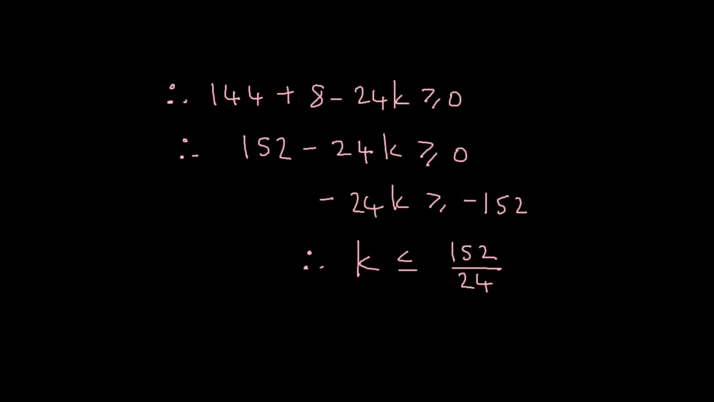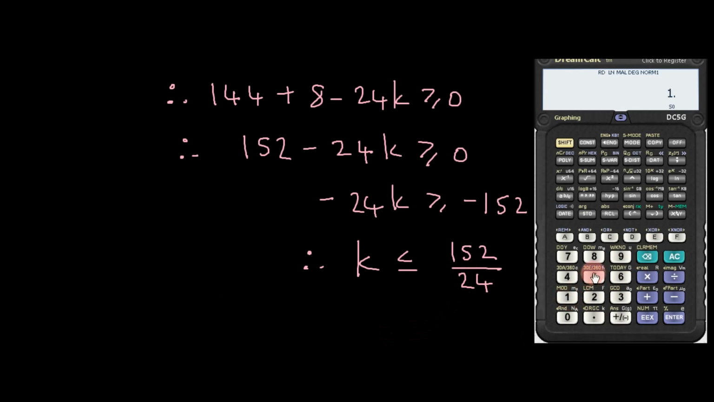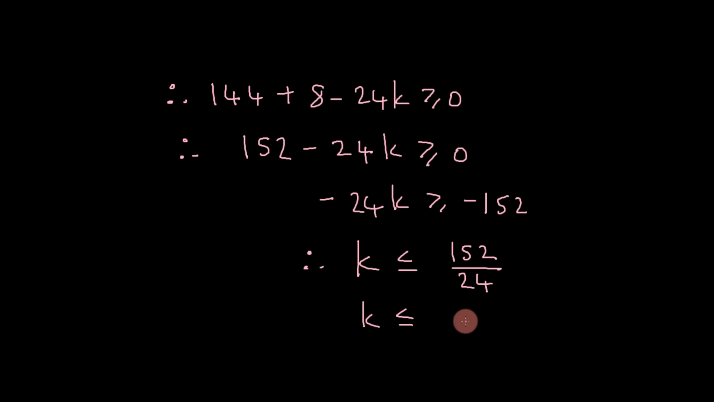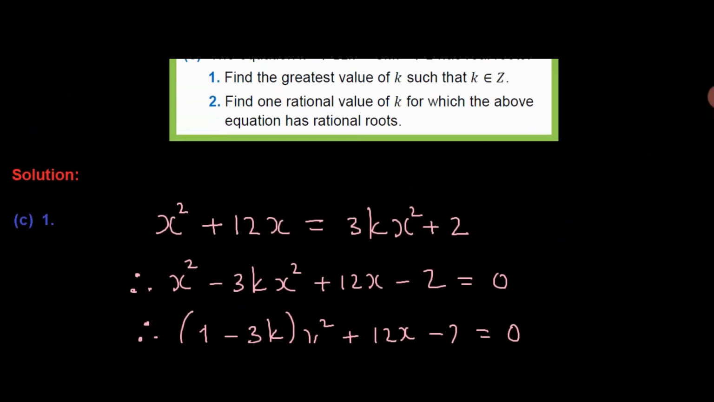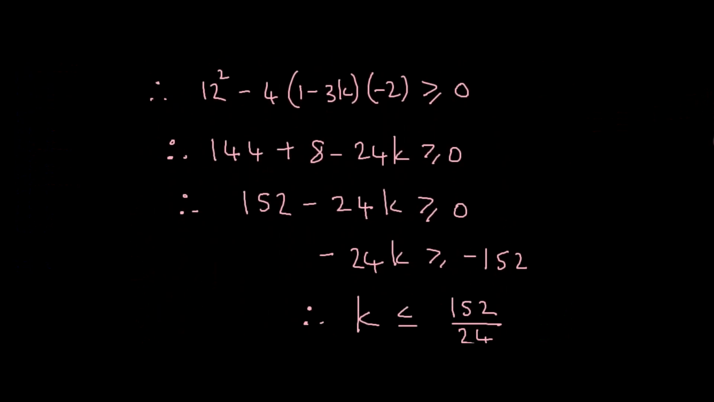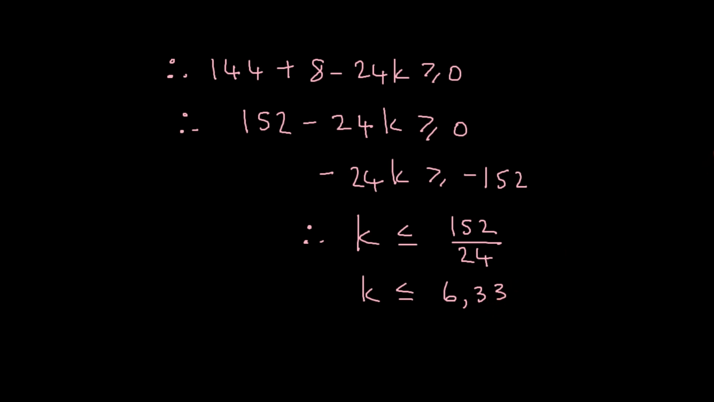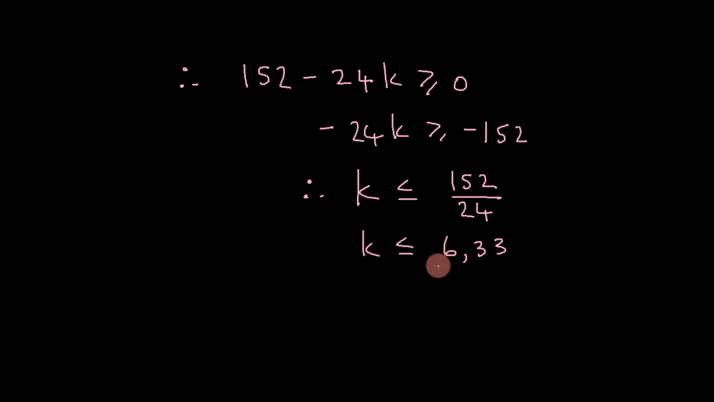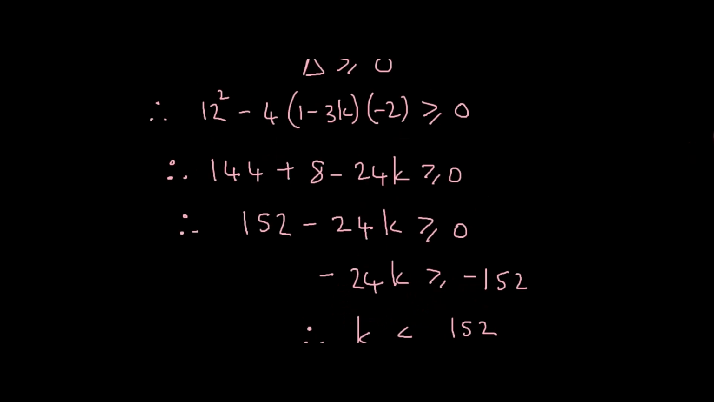We can work out, correct to 2 decimal places, what this comes to. It's 6,33. So k is less than or equal to 6,33. So we've answered the first part of the question. We needed to find the greatest value of k such that k is an element of integers. Now we get k is less than or equal to 6,33. So the largest integer just less than 6,33 is of course 6. So k will equal 6 in this case. So this is the largest integral value of k, which will make the roots real.